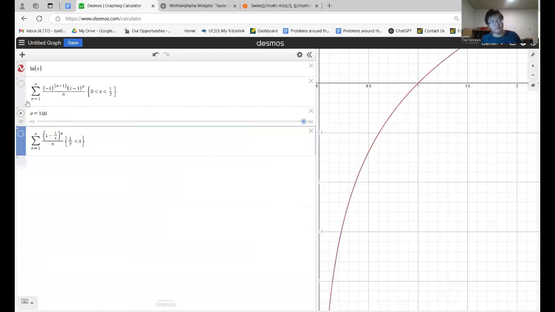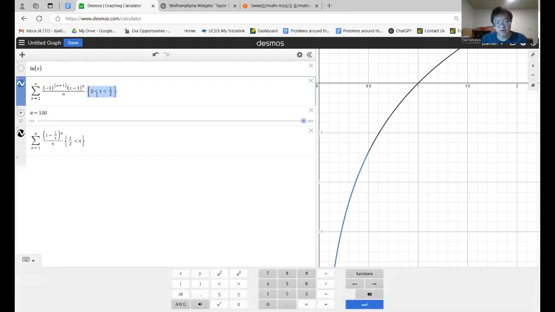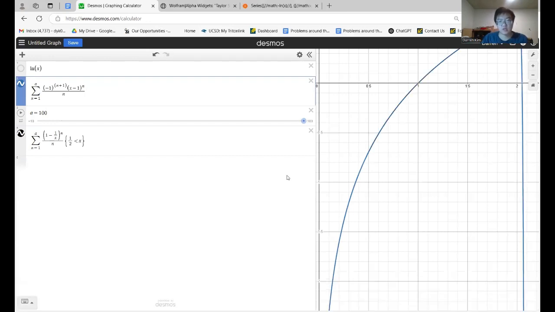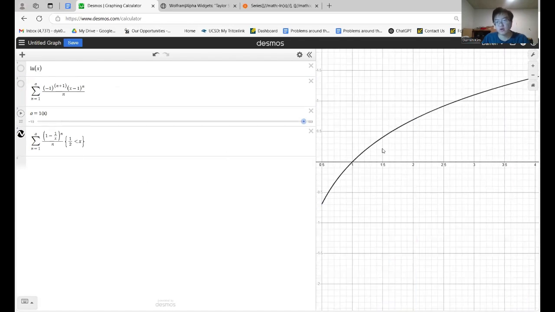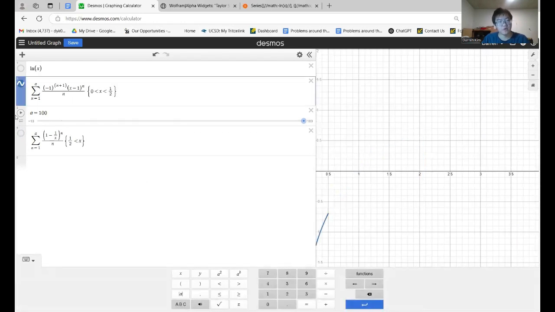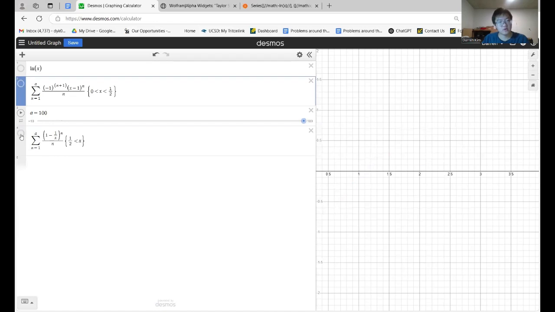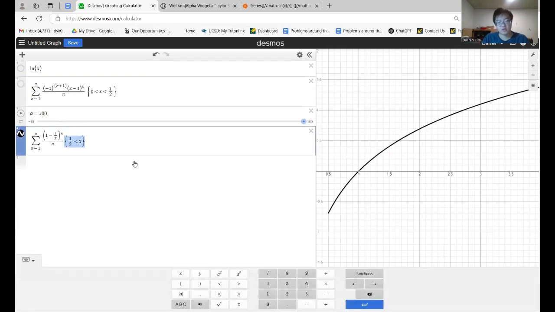But let me get rid of ln. This is ln. We have this part and this part. And if you remove this part, you'll see that this approximates even more. This approximates up to here. And this one, if you remove this part, it approximates up to there. You can choose to change where the x starts to make a piecewise function. Either way, it'll give you a right result.